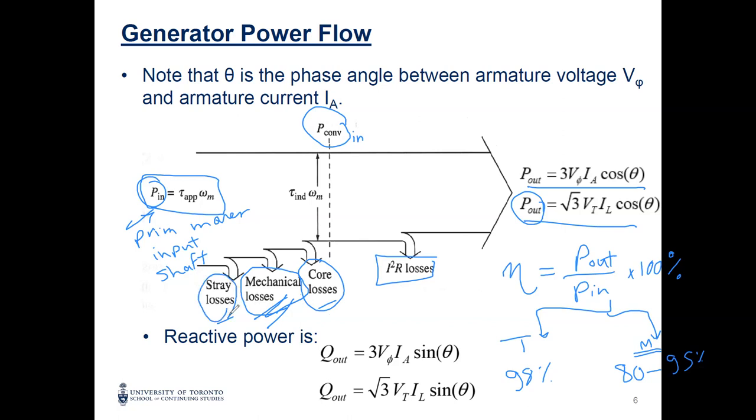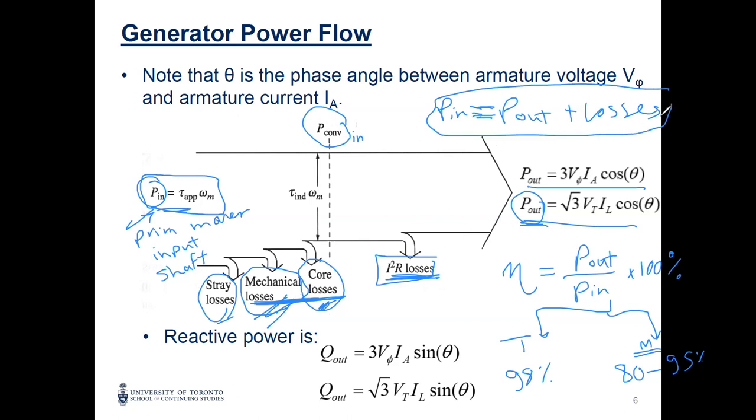Stray losses: they found that after adding the electrical losses to the core and mechanical losses, they were not balancing between the output and the input. As you know, the input power equals the output plus losses, right? In some cases they couldn't reach this equation, so they add some of the losses here and call them stray losses.